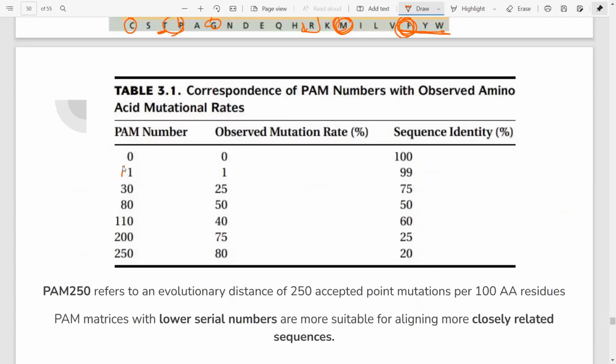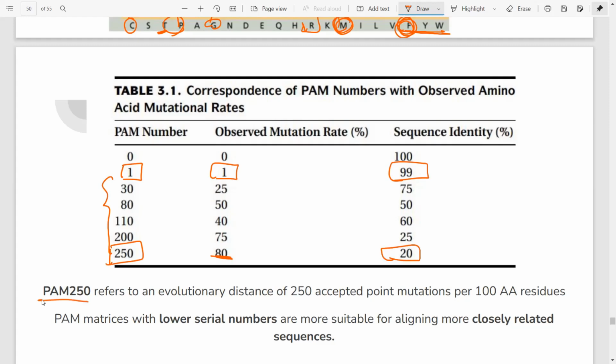So look at this table. You have PAM1, which is a 1% mutation rate. That is, the sequence is 99% identical. Whereas as the PAM number increases, say it has gone to 250, a higher PAM number means a higher mutation rate. Higher mutation rate means what? Many of the amino acids have changed, and therefore quite obviously the sequence identity will decrease.